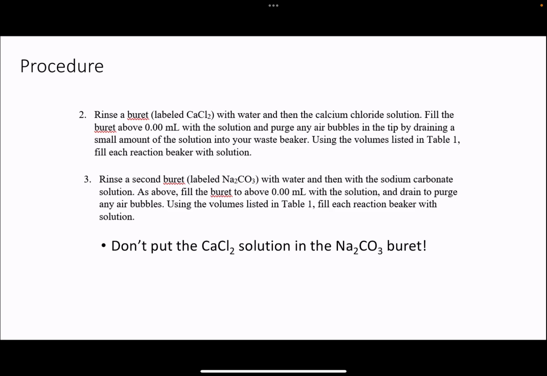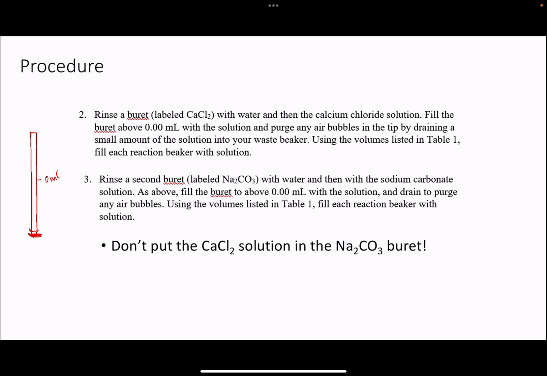Okay, so following that procedure, then we're going to rinse our burettes. So our burettes are kind of like really thin graduated cylinders with a stopcock here at the bottom. And the stopcock stops the flow of liquid when it's parallel to the bench top. If it's perpendicular, then the liquid will flow. And you have 0 milliliters right about halfway.